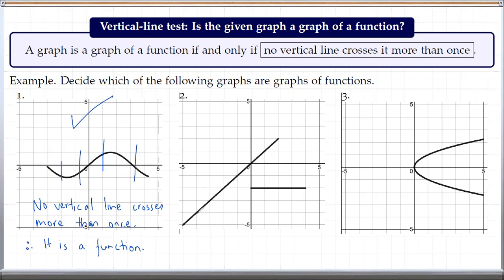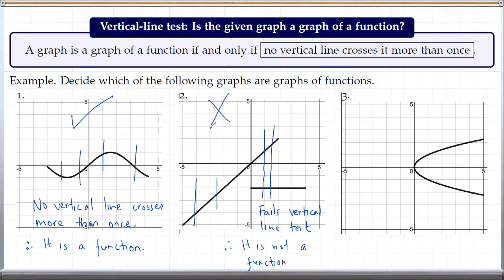Now let's look at the second one. If we draw a vertical line over here, it doesn't cross more than once, or even here. But if we draw a vertical line here or here, it crosses the graph more than once. That means it fails the vertical line test. Therefore, it is not a function.